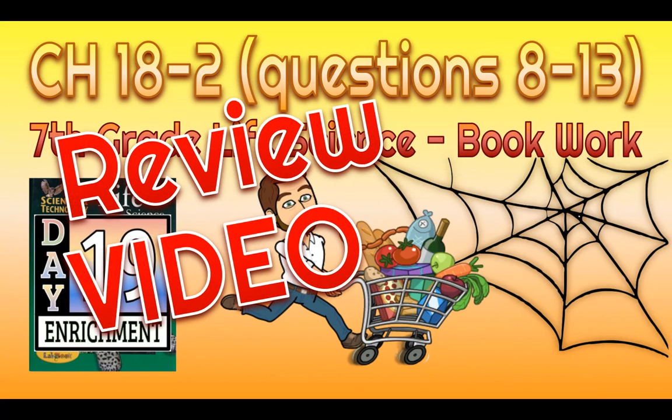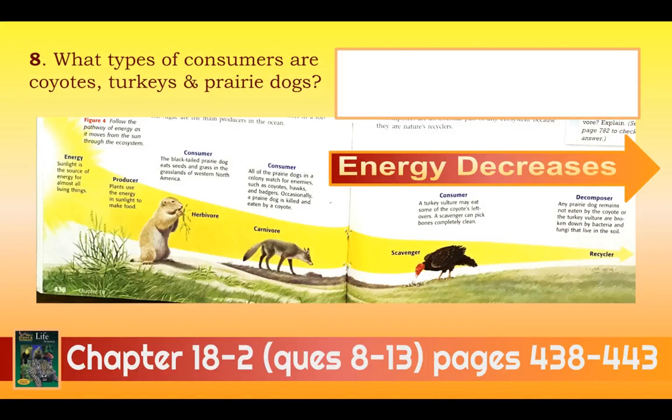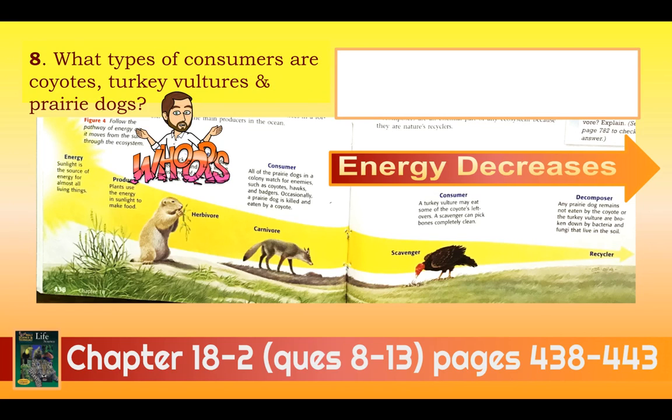Here we go. So hopefully chapter 18, section 2 wasn't trouble for you. Let's have a quick review. First of all, I apologize. I made a mistake. Obviously in the picture, that's not a turkey. That's a turkey vulture. So hopefully you caught that mistake.